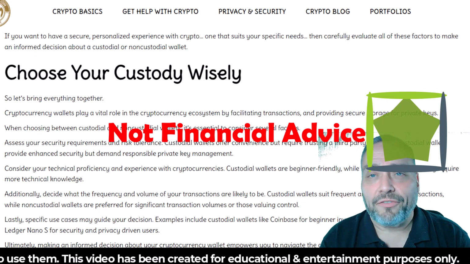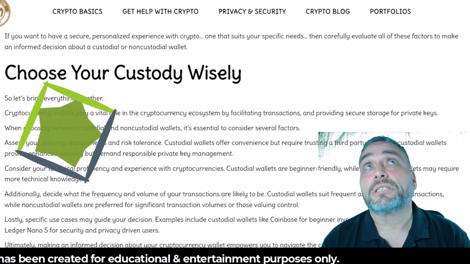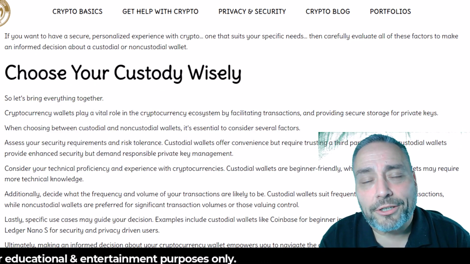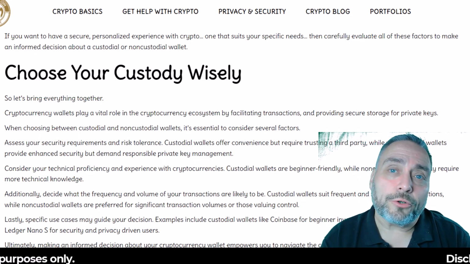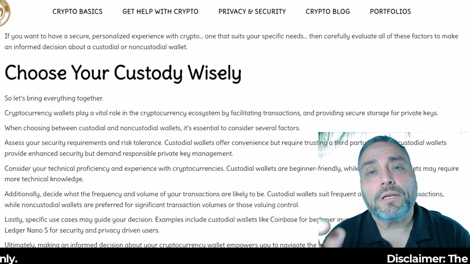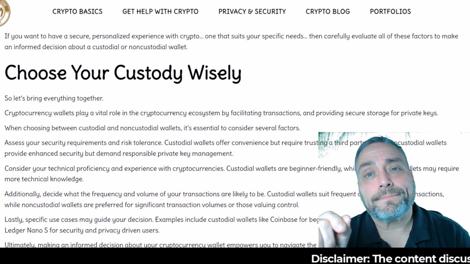Again, none of this is financial advice. I am not a financial advisor. I'm just some guy on the internet. So you have to decide what works best for you. There might be some combination of both, but only you can make that decision.